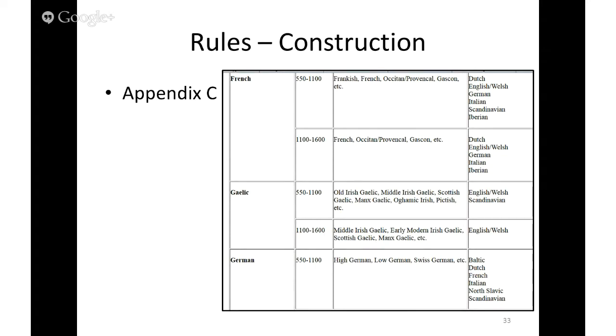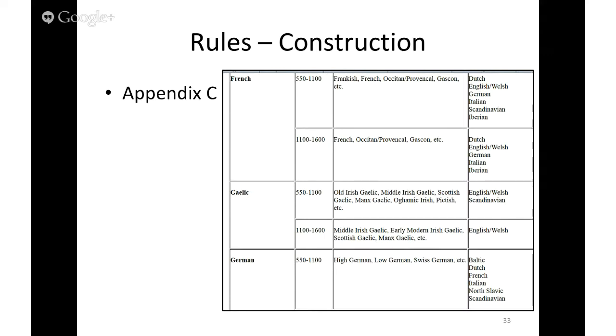And then it goes to the next group, Gaelic. You can mix Middle Irish Gaelic, Early Modern Irish Gaelic, Scottish Gaelic, Manx Gaelic, Old Irish Gaelic, Pictish, etc. within 500 years of each other. But if you're mixing it with English or Welsh, then you have the 300-year requirement. So if your byname is documented from 900 and your given name is documented from 1512, that's not going to work. You need to find closer ones.